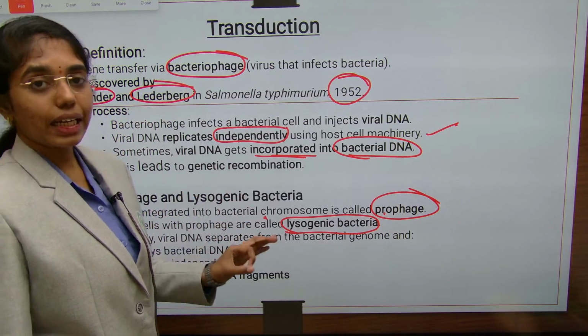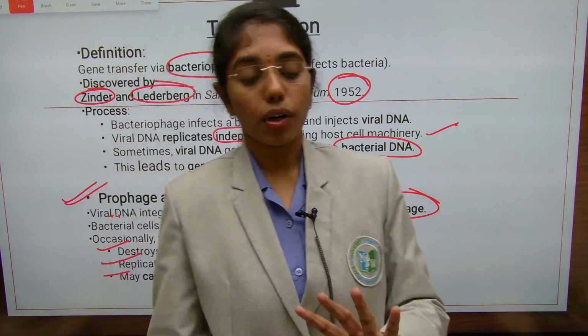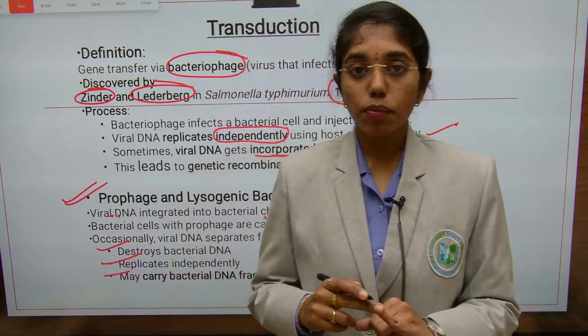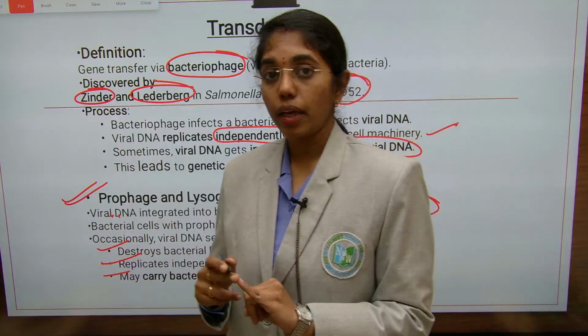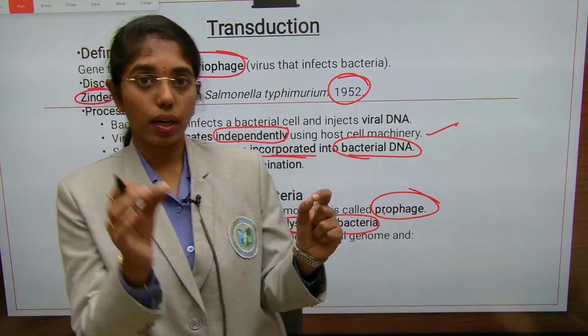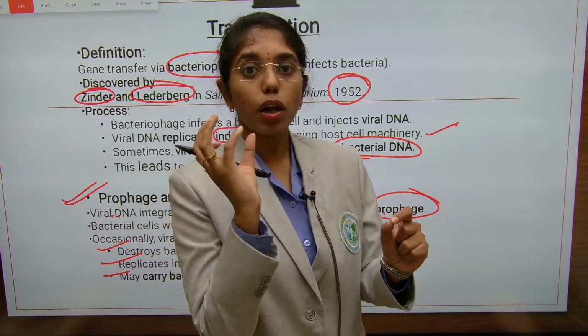So the final key takeaway for transformation, conjugation and transduction: transformation is the transfer of DNA from other sources, not from the donor cell directly to the recipient cell, but from the closest environment.